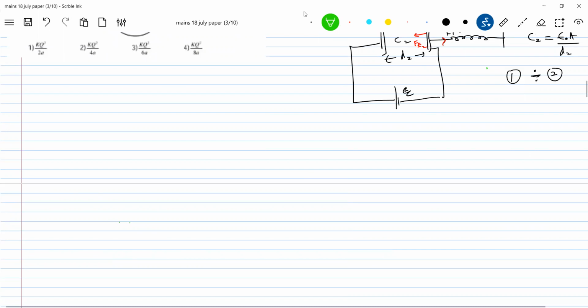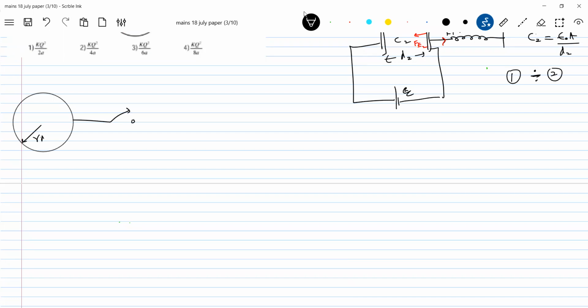Question number 29. It's like this. RA. So there's a metal sphere, and there's another one, RB. So it will read some potential. Because of this potential, it will have some charge initially, say Q naught. Then I'm going to join them by a wire.